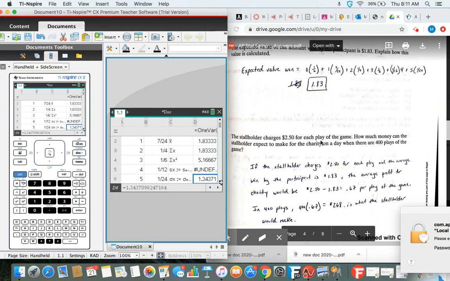This question was almost like an algebra question, I guess. You're kind of trying to solve an equation here. And you're told that the stallholder charges $2.50 to play each game. You just found the expected amount won is $1.83, which means the difference would be 0.67 per play. All right, so if there were 400 plays, the stallholder would expect to make $268. And I would use words like that. If this is an expected value, somewhere in my explanation I would probably use that word expected.